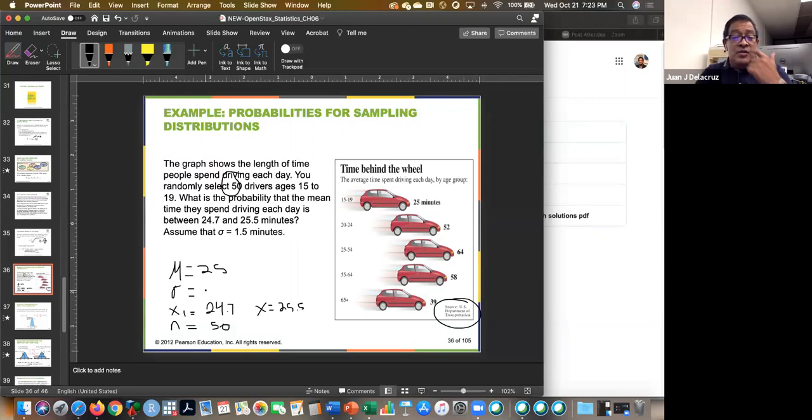So what happens here? We have a sigma. This sigma, as you can see, is the sigma from the population. We know the mean of the population, and we know the sigma of the population. So the sigma is going to be 1.5. So what can I do with this? Who can tell me what I should do with this?